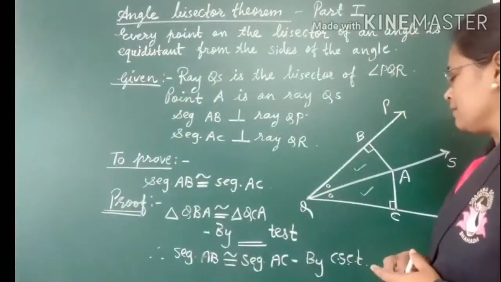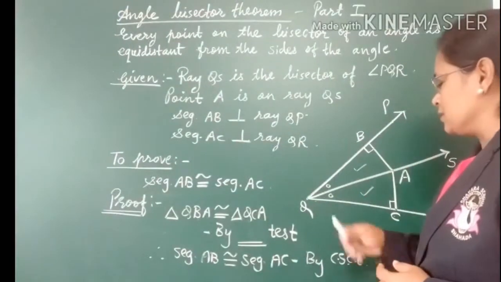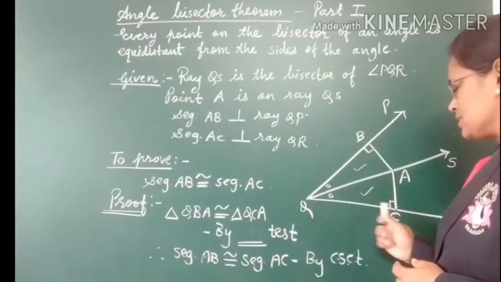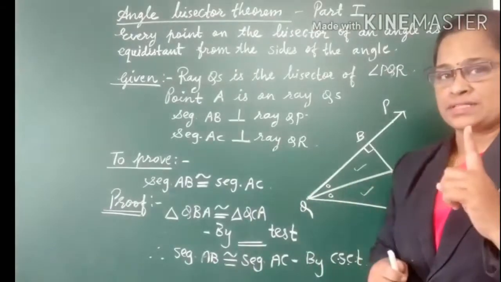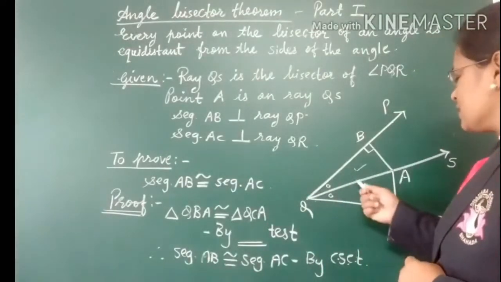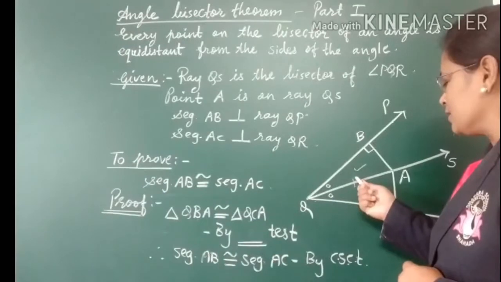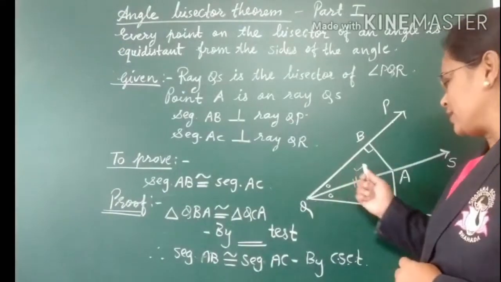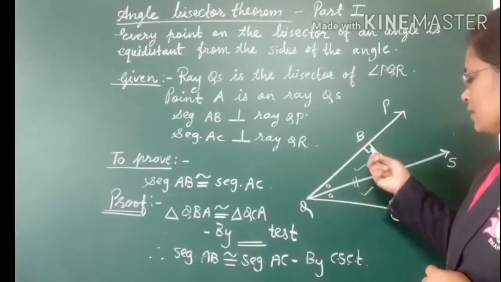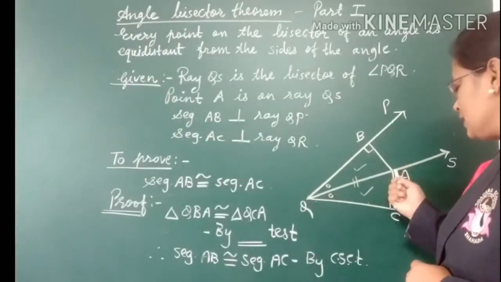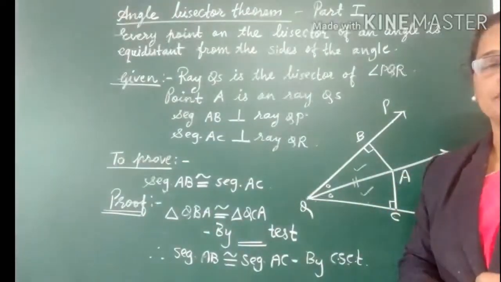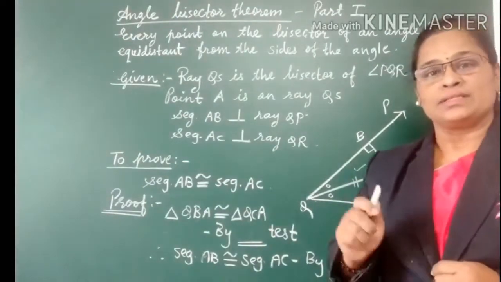So here if you see, QS is a bisector, therefore angle BQA is congruent to angle CQA, first element. Second one we can see here, this side QA is the common side of both the triangles. Then here angle QBA and QCA both are congruent because each of them is 90 degrees.